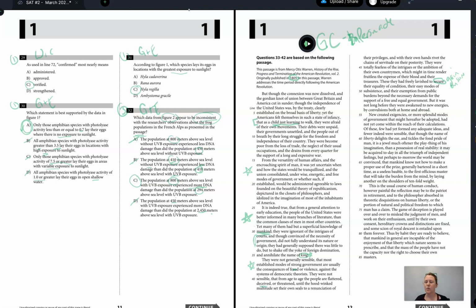But it was not long before they were awakened to new energies by convulsions both at home and abroad.